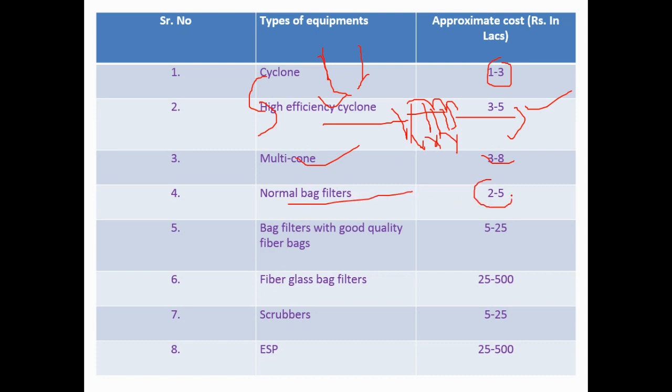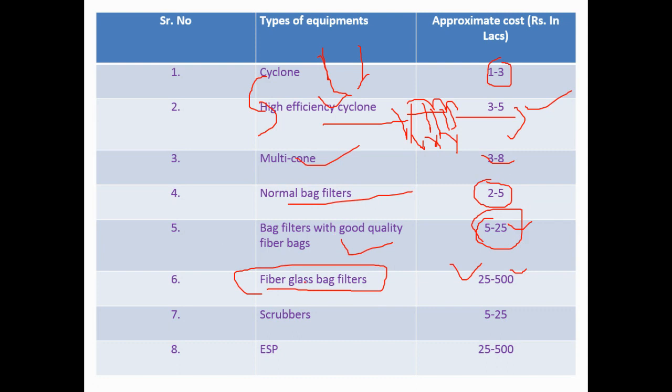Normal bag filter is 2 to 5 lakhs. Bag filter with good quality bag fiber: the bag fiber, or the non-woven fabric cloth, and its quality, is the most important factor in the bag filter. The steel cages and all these frames are the same, but depending on the bag you use, that also increases the cost. Fiberglass bag filters are the most costly. If you use fiberglass or asbestos bag filters, then it is more costly, and it also has a longer shelf life, and thus efficiency is also increased.